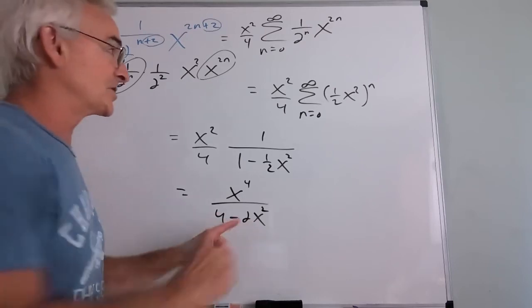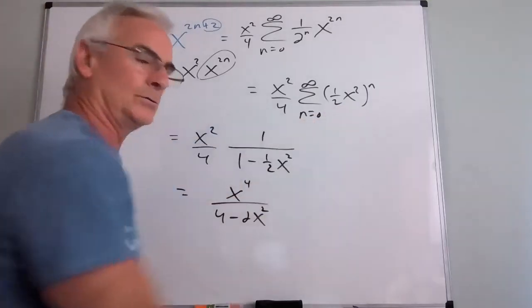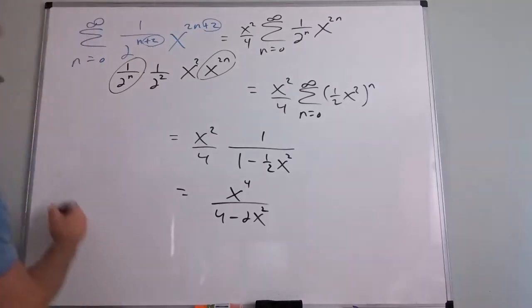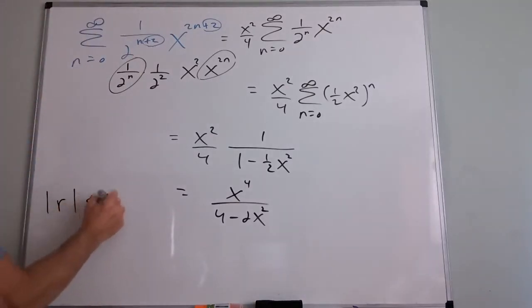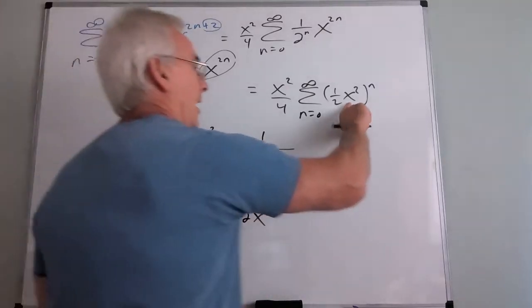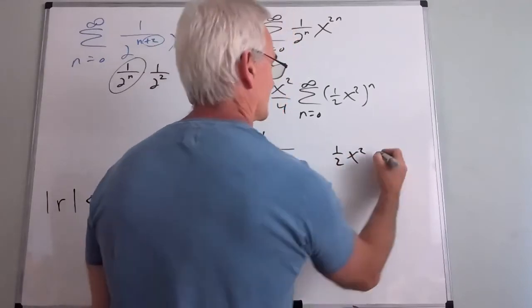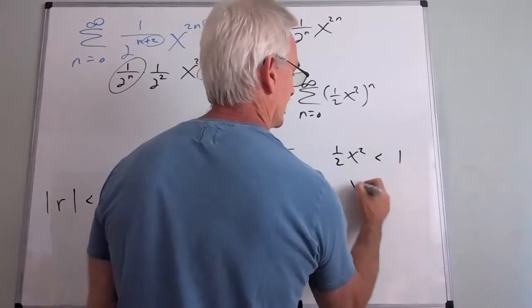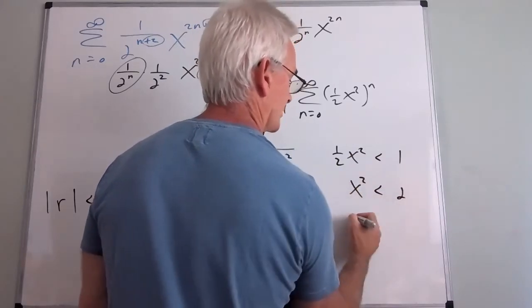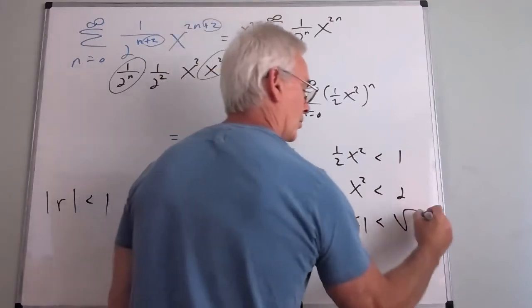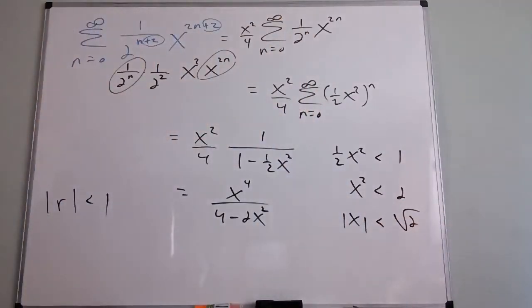Now, is this always true? Is there a restriction? Yeah, remember the old absolute value of r less than 1. So that means 1/2 x squared, which is already positive, by the way, has got to be smaller than 1. So x squared has got to be smaller than 2. So x in absolute value has got to be smaller than √2. There's my restriction.